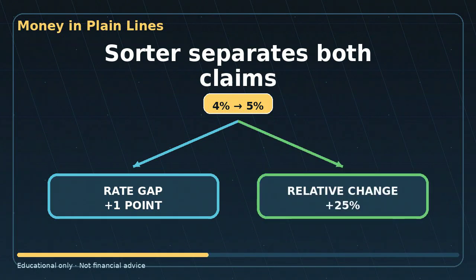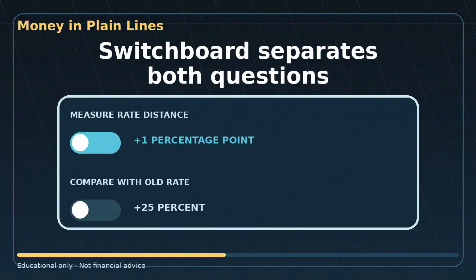A claim sorter can now place the two statements in separate bins. The label plus 1 percentage point belongs under rate gap. The label plus 25% belongs under relative change. Writing only rose by 1% is ambiguous because readers may not know whether 1% names a point gap or a relative comparison. Precise units remove that uncertainty.